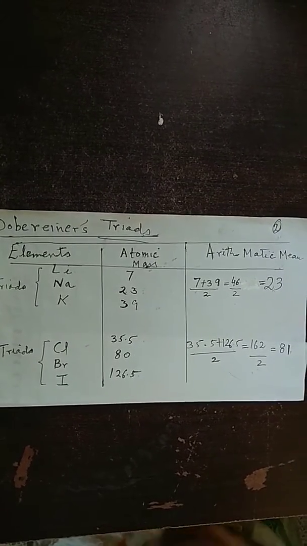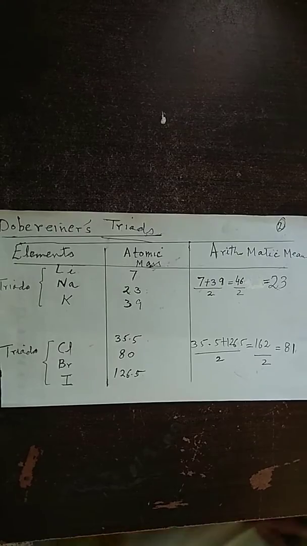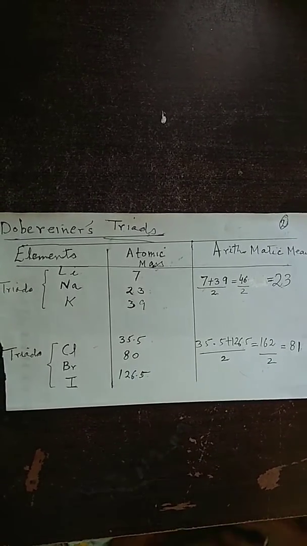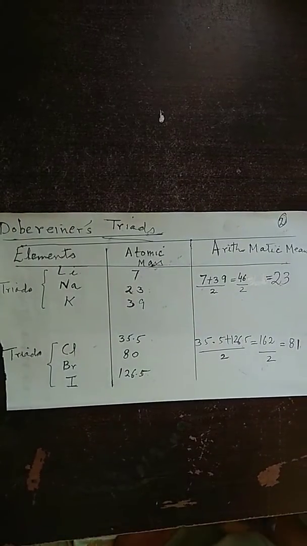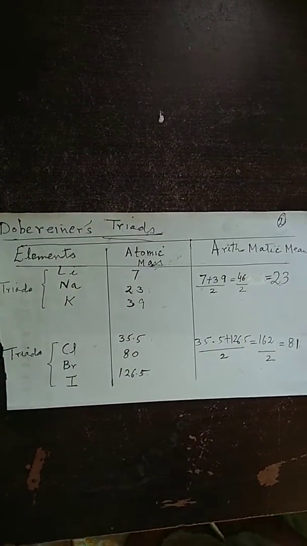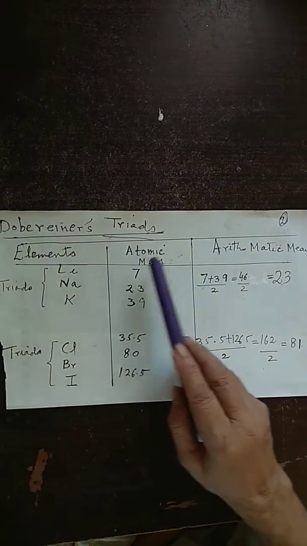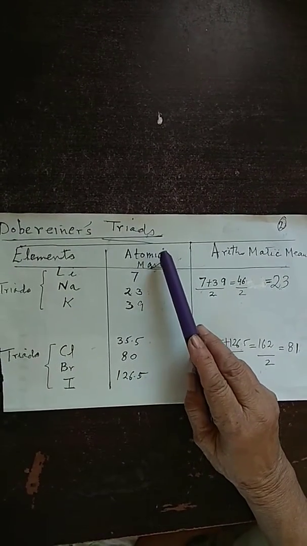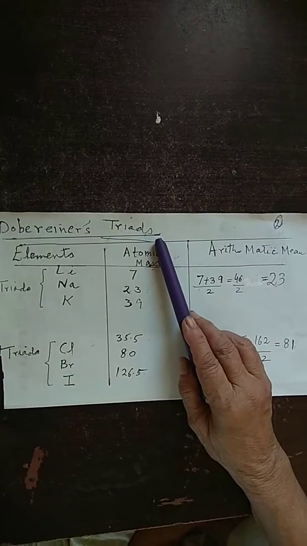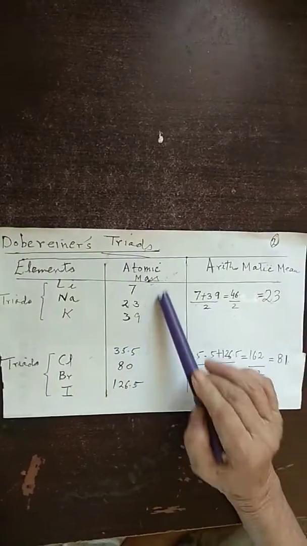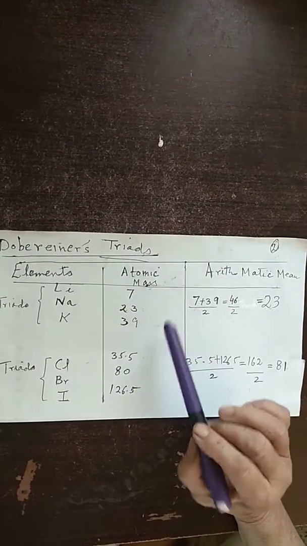Now, the first achievement was by Dobereiner. It is known as Dobereiner's law of triads. Simply, we will call it Dobereiner's triad. What do you mean by triad? Triad means a group of 3. He arranged the elements in groups of 3 according to the atomic masses.